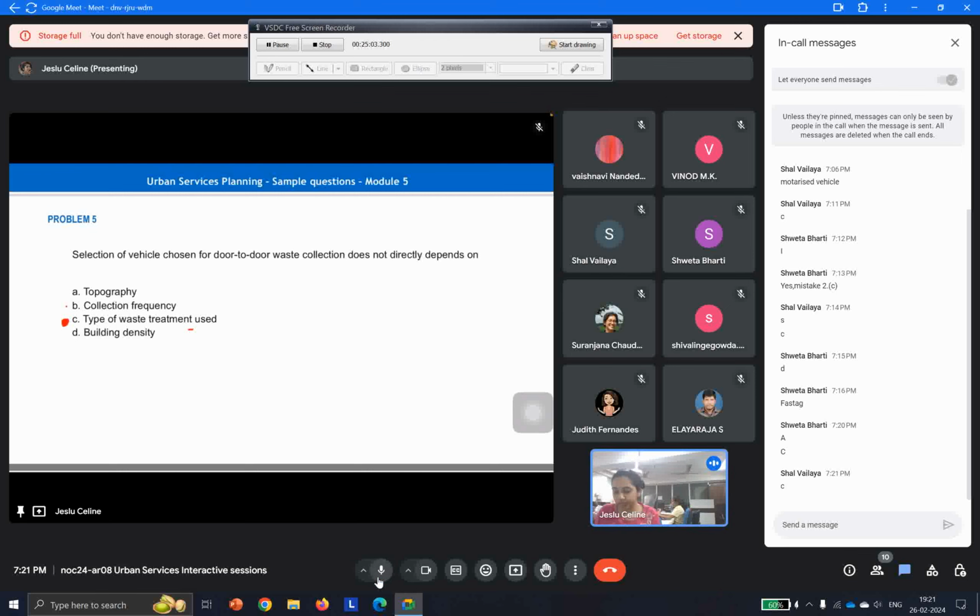The waste treatment, it does not depend upon the waste treatment used. Why? Because waste treatment comes after waste collection. So you have a door-to-door collection system. You're taking it, giving it to a storage region where it's segregated and sorted, and after that it goes into different waste treatment based on the composition of the waste. So the vehicle which is used does not depend upon the treatment, which comes after the collection. So yes, that is the correct answer.